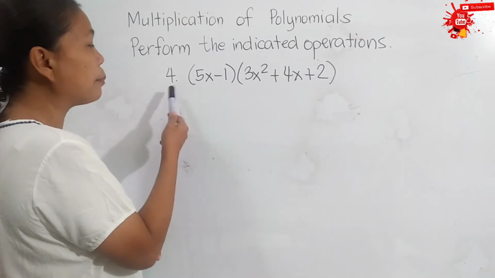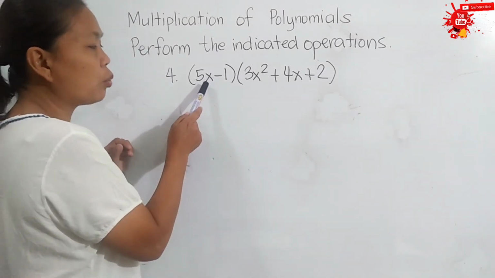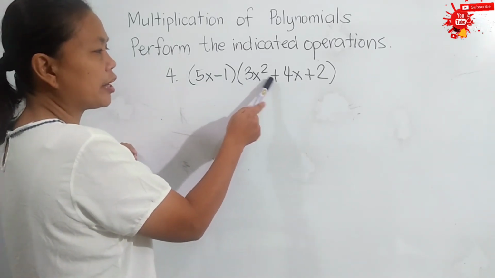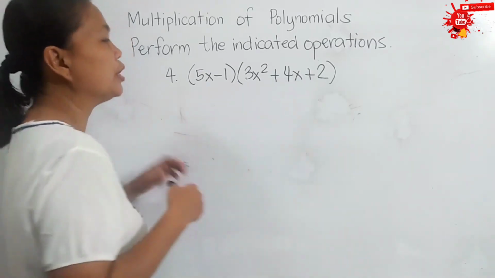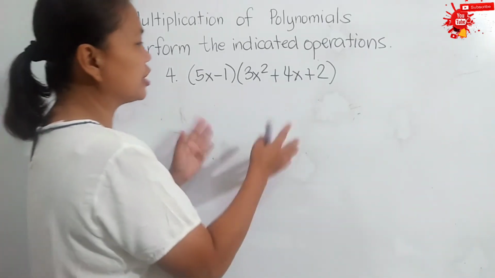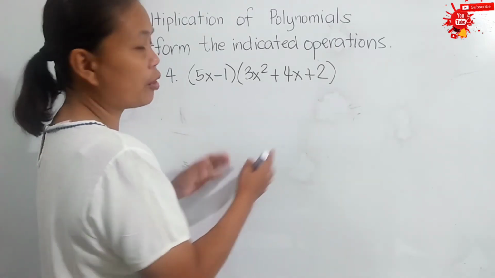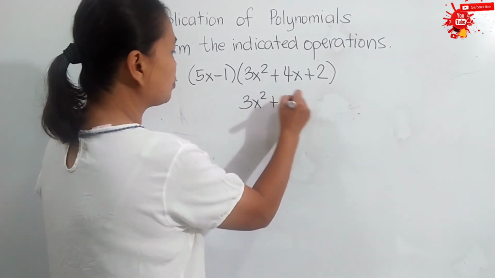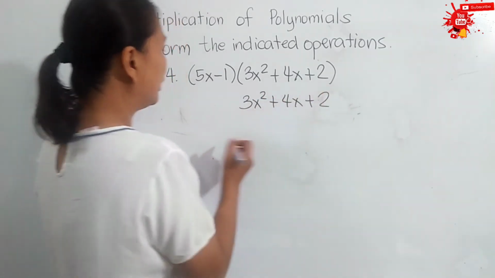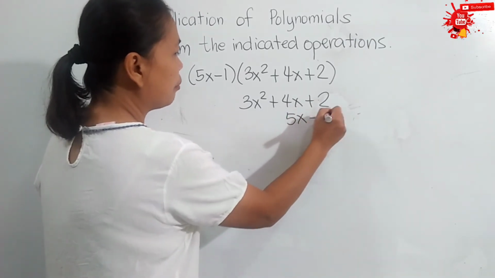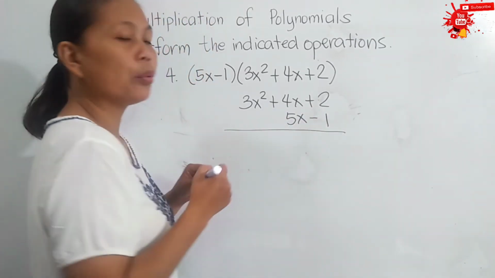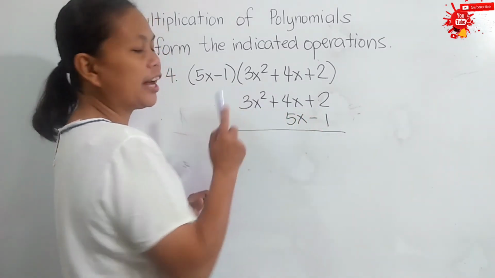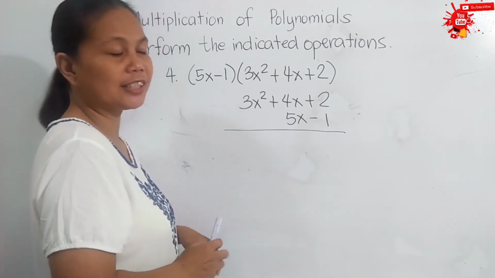Okay, let us discuss example number 4. We have here the quantity 5x minus 1 times the quantity 3x squared plus 4x plus 2. Again, we write the polynomial first with the greater number of terms, so we have 3x squared plus 4x plus 2, then followed by 5x minus 1. Again, we will multiply negative 1 to each term of this polynomial 3x squared plus 4x plus 2.